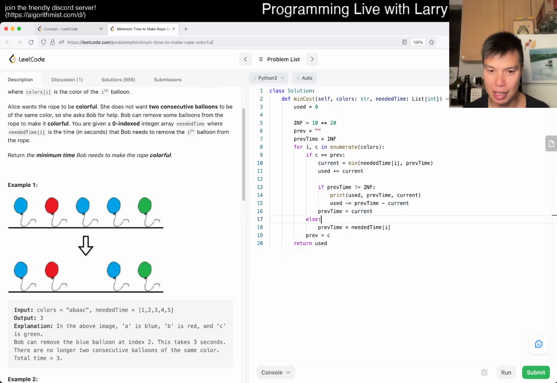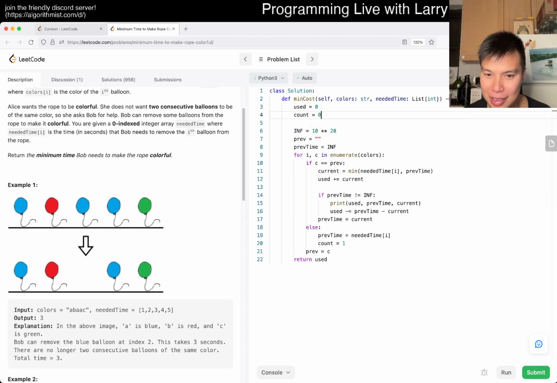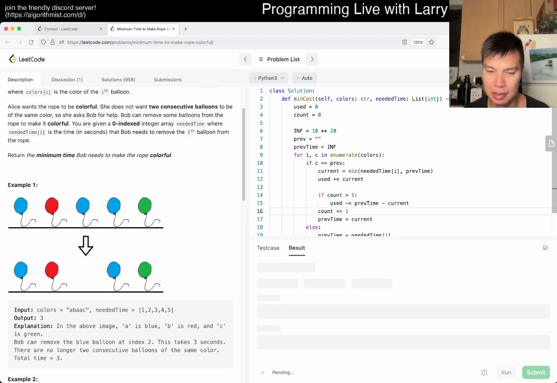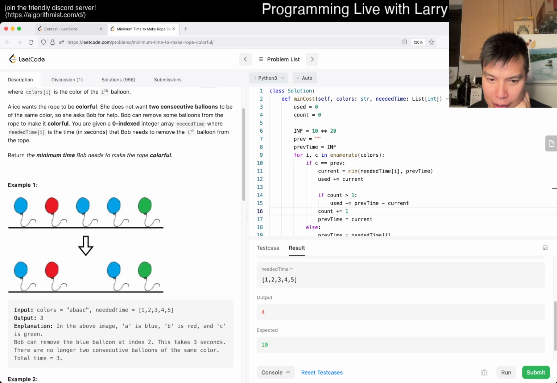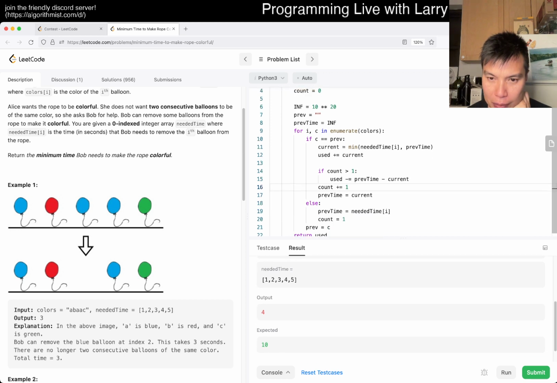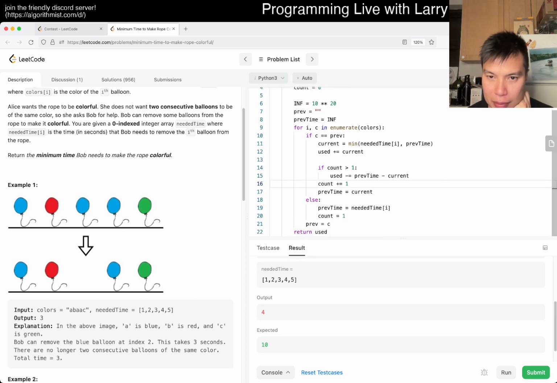Okay, so let's just say count is equal to 1, right? If count is greater than 1, then we subtract it from before. Otherwise, yeah, maybe something like that will fix it. Nope, or at least not for this case. I put 4, but it should be 5. Did I miss the last number or something?